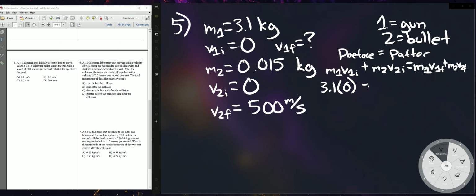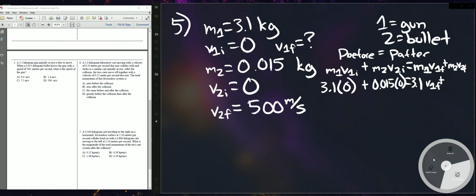I have to make concessions here. So M2, that's 0. M1, 3.1. V1F is unknown. Plus, hold on. I'm just gonna make this easier for myself.